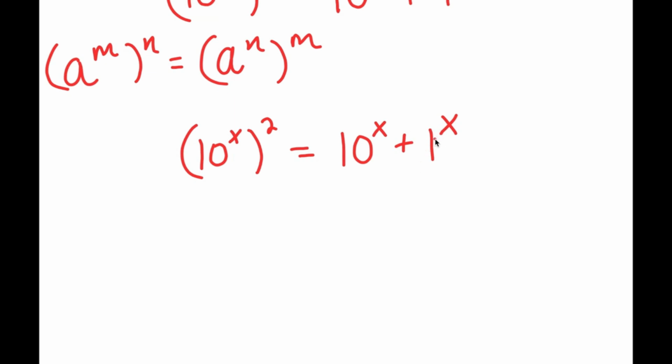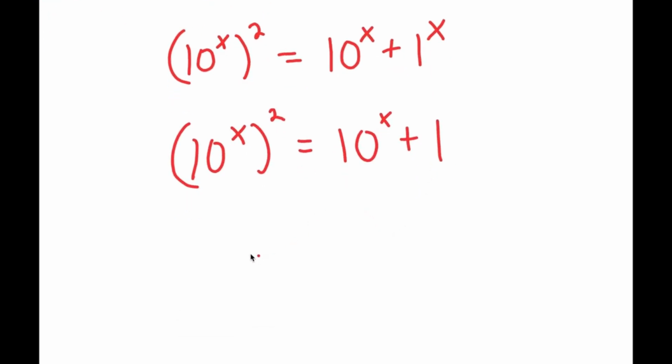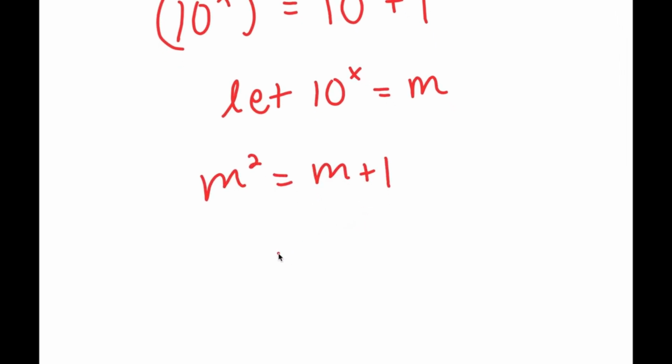Now, if I have something in the form, 1 to the power of any number is just going to be 1. So we can just get rid of this x as an exponent because it won't really change anything. So now I have 10 to the power of x squared is equal to 10 to the power of x plus 1. And now from here, I'm going to let 10 to the power of x equal to the variable m. So now I have m squared is equal to m plus 1. And this turns into m squared minus m minus 1 is equal to 0.